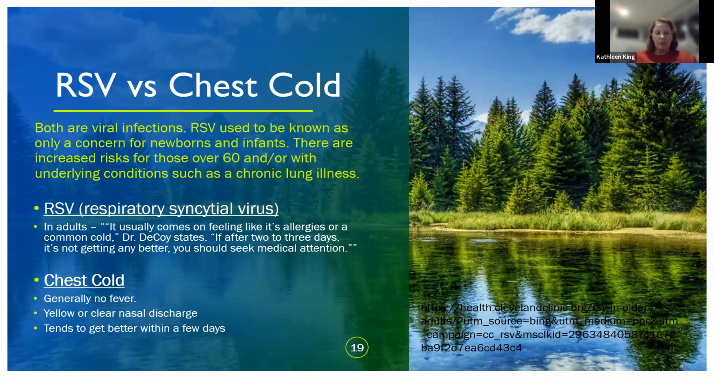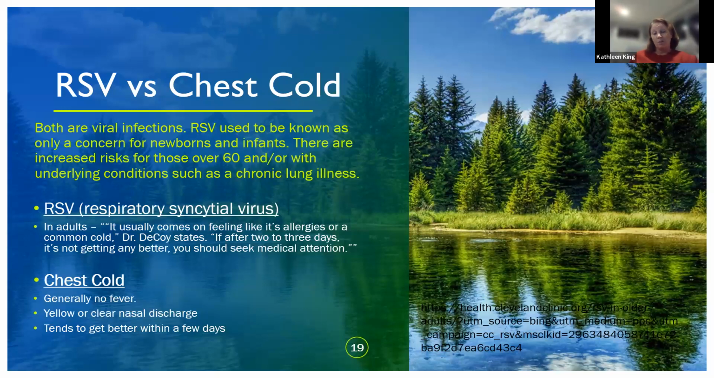Chest cold, generally no fever, yellow or clear nasal discharge, even if you have a cough and you cough stuff up, if it's yellow, clear, white, we're not going to worry too much about it. It's probably a chest cold. Tends to get better within a few days or with treatments like warm compresses, Vicks vapor rub. You take a cold medicine and you feel better. That tends to be a chest cold.